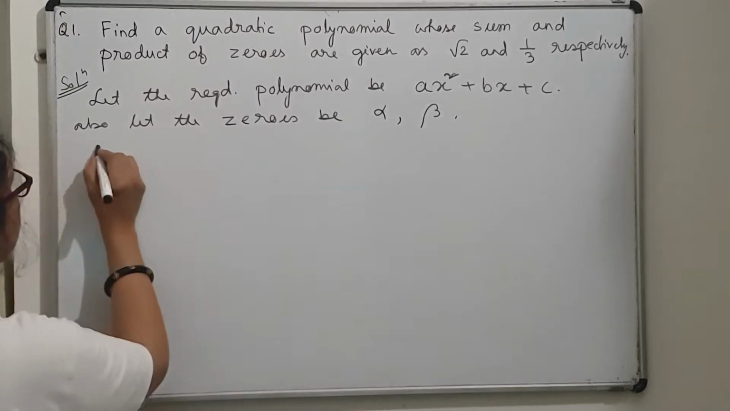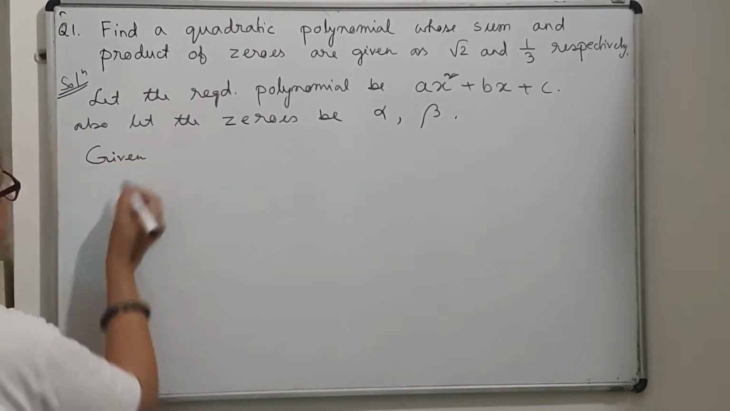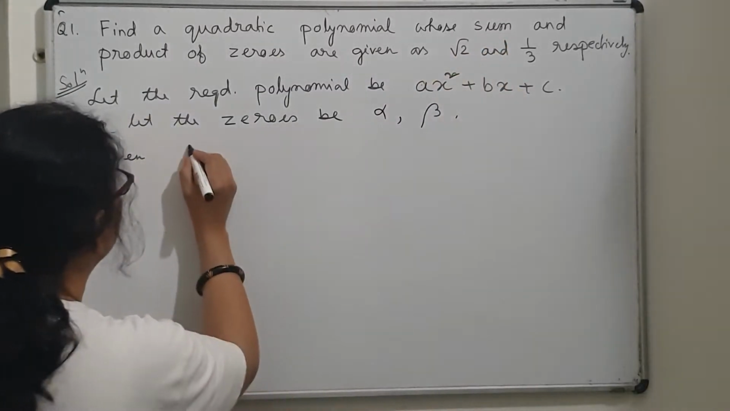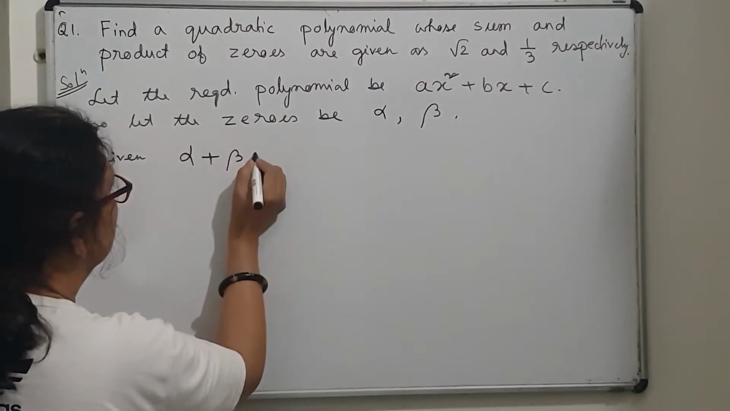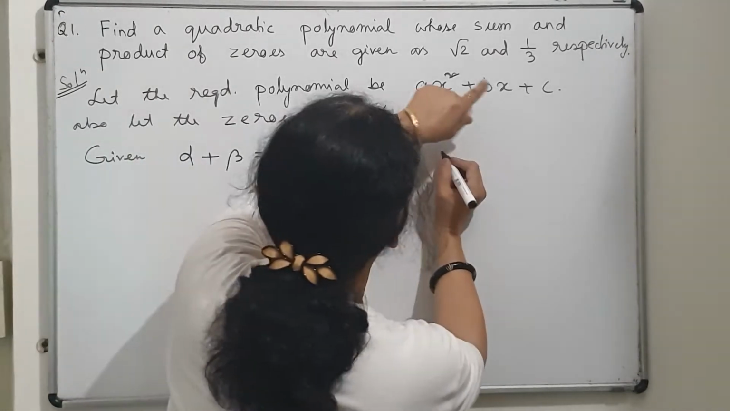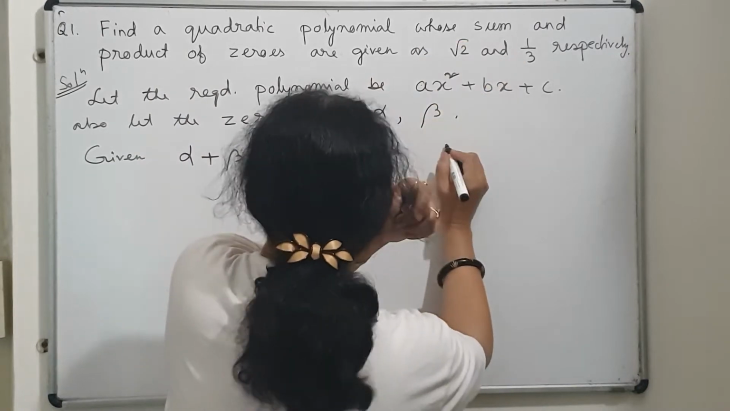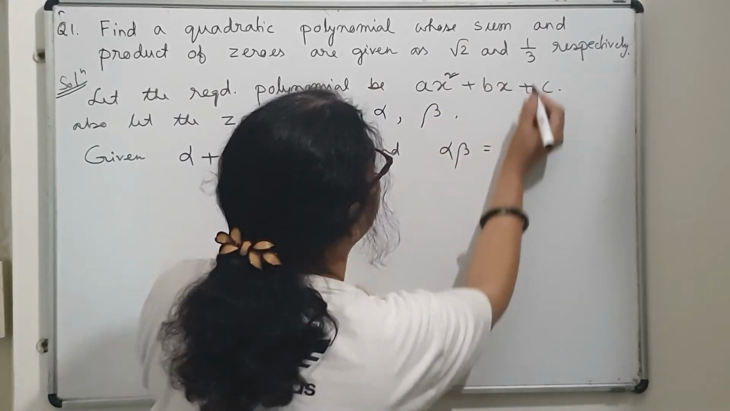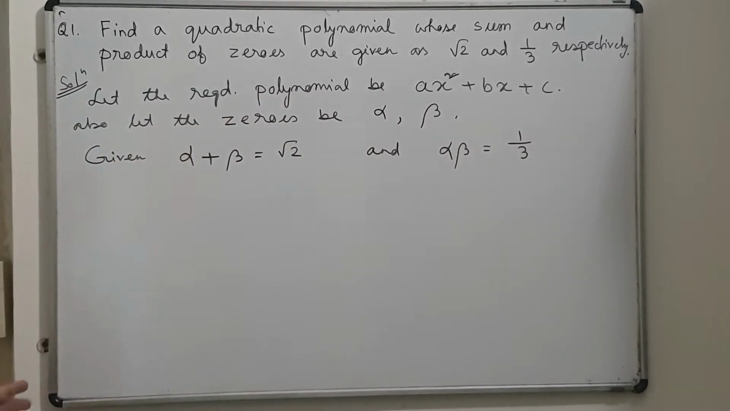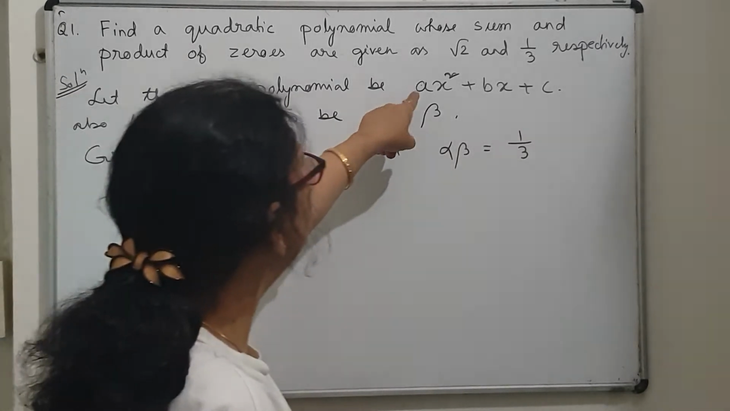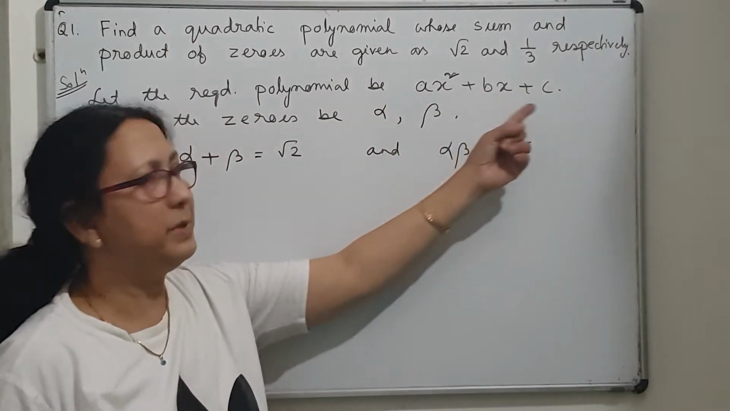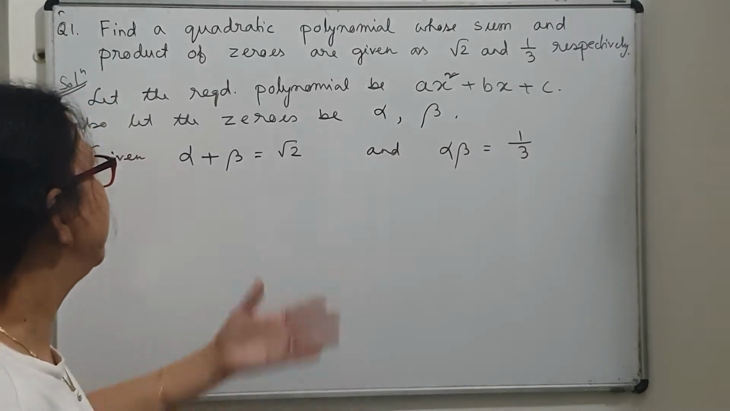Okay, now what is given? Given that sum of the zeros is root 2 and product of the zeros is 1/3, that is product of the zeros is 1/3. These two are given. So basically what we have to find, we have to find the values of a, b and c. Then if I know values of a, b and c, we know the polynomial. So let's see how we do.